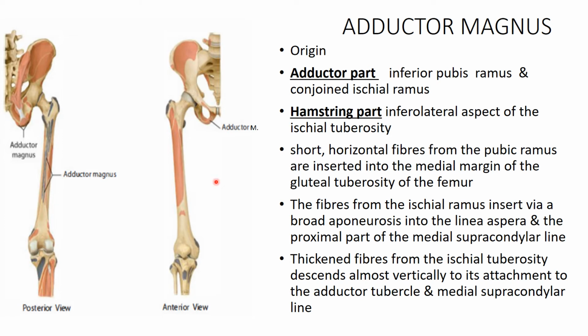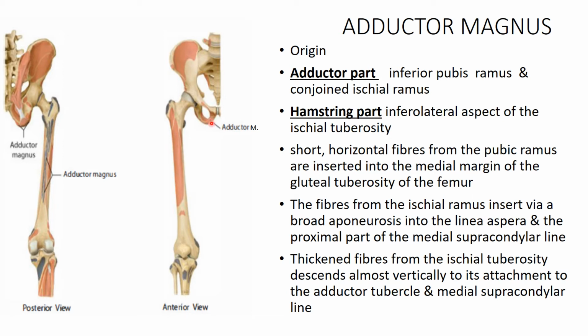Now next muscle is adductor magnus. As the name suggests, this is the largest of the adductors, but it is divisible into two different parts because of their origin and also because of their mechanism of action. So it is divided into an adductor part, which arises from the inferior pubic ramus and conjoint part of the ischial ramus.